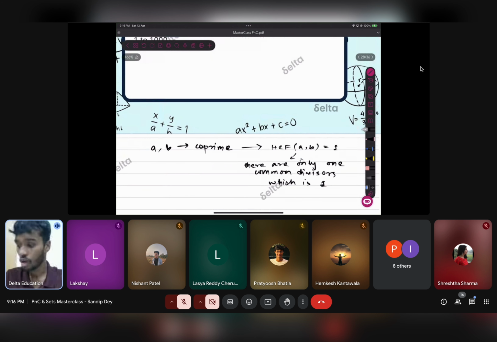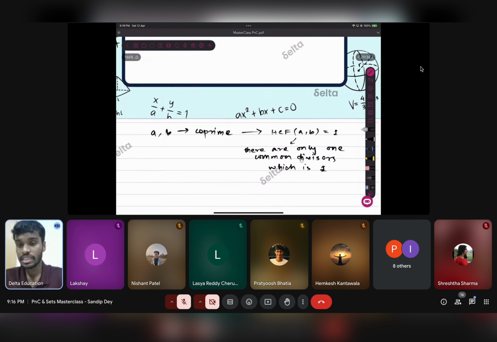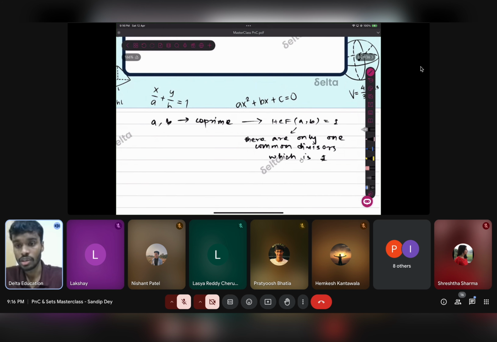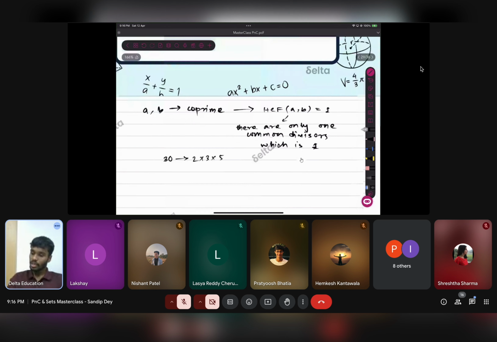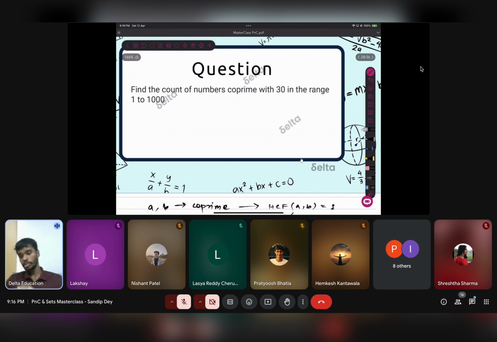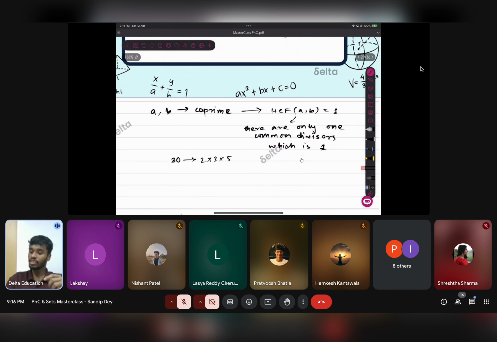I am saying that there are no common divisors for that number and 30, right? So first of all, let's see what factors 30 has. What is the prime factorization of 30? 30 has 2 as its divisor, then 3, and then 5. So this is the prime factorization of 30. And I have to find all those numbers from 1 to 1000 such that they don't get divided by any of them: 2, 3, or 5.